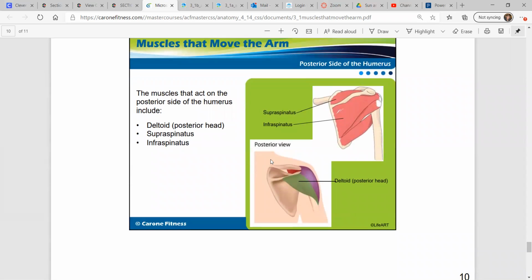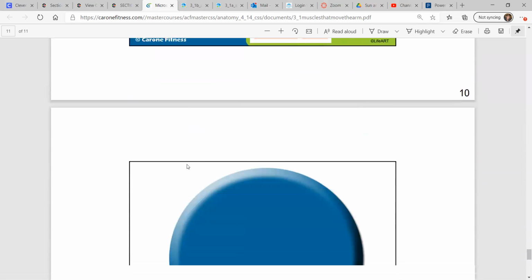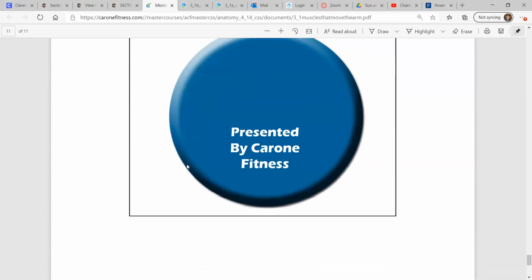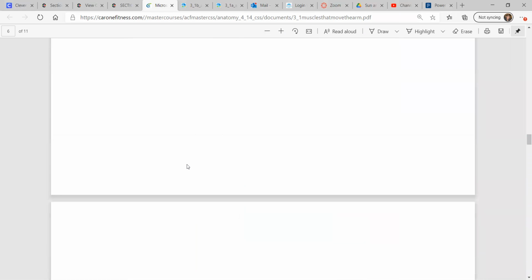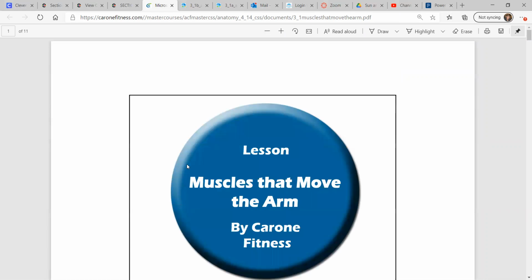On the posterior side of the humerus, the muscles acting are the deltoid, the posterior head, so the back head of your deltoid, the supraspinatus, and the infraspinatus. And that's the end of that one. So let's move on to another one.